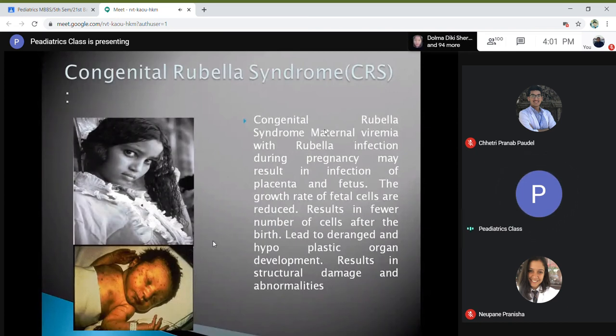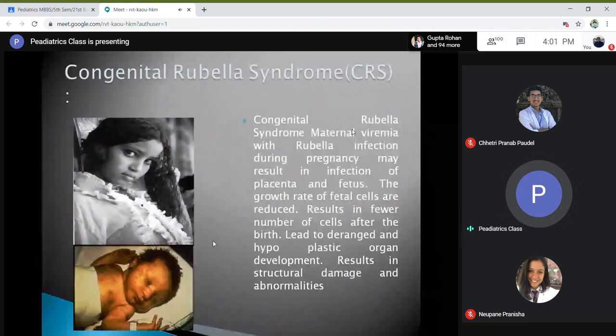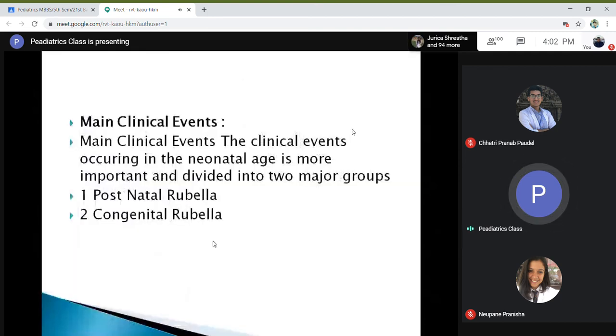Now we should be concerned about congenital rubella syndrome, CRS in short form, because of infection during the pregnancy period. While the baby is growing, its cells are highly multiplying, so the virus gets in and disturbs cell growth. Fetal cell numbers are reduced, resulting in fewer cells after birth, leading to deranged and hypoplastic organ development. That is the teratogenic effect leading to fetal damage. We have already done postnatal rubella; congenital rubella is quite a concern.